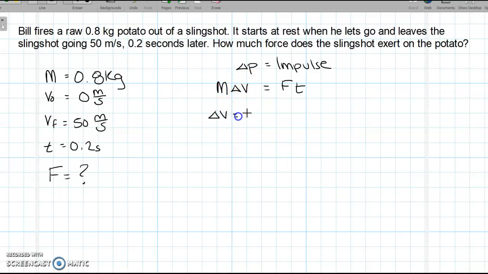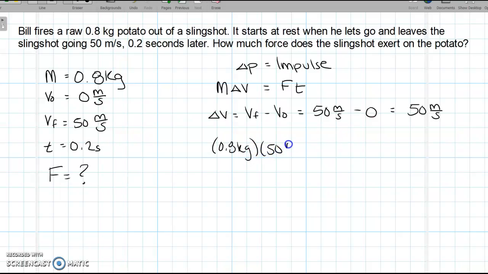So delta v is equal to Vf minus V naught. Our final velocity is 50 meters per second minus 0, so we're going to get 50 meters per second as our delta v. We can just plug that right in directly. So our mass times delta v, I'll just plug it in now, 0.8 kilograms times 50 meters per second is equal to our force, which we're trying to find, times our time.